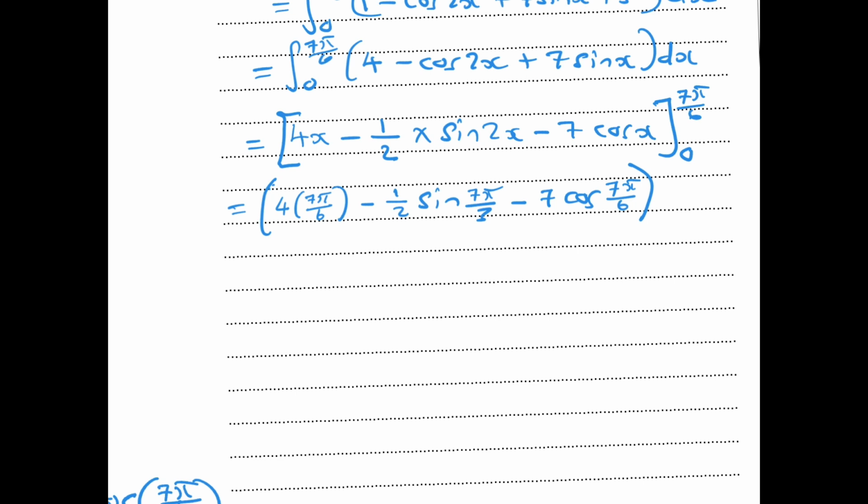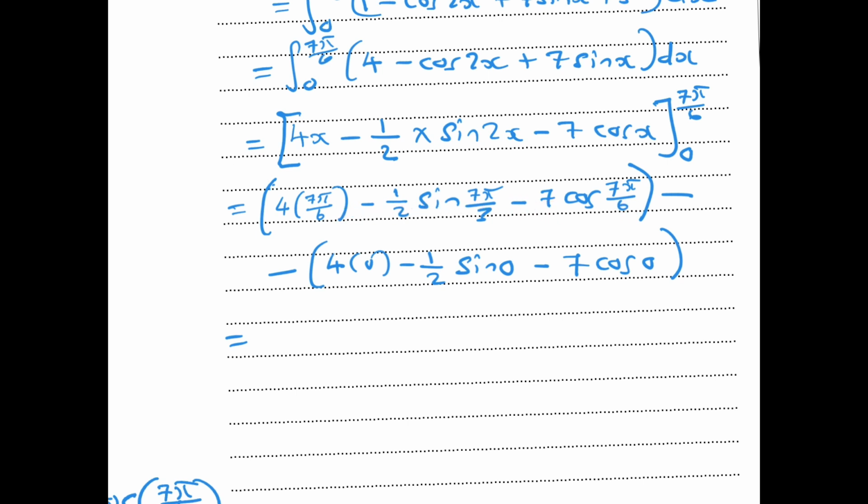And then minus, substituting the lower limit now, that will be 4 times 0 minus half sine of 2 times 0, that will give me 0, okay, minus 7 cos of 0.